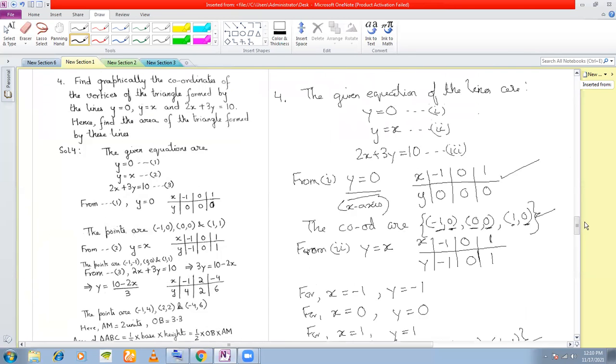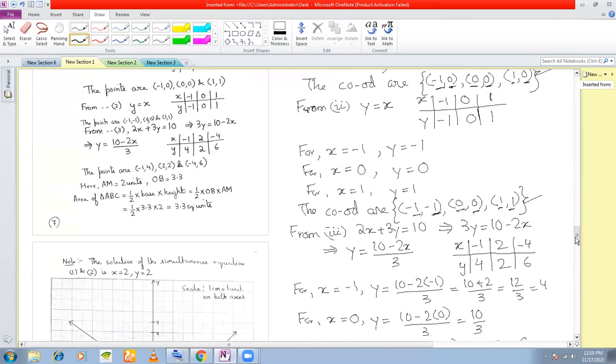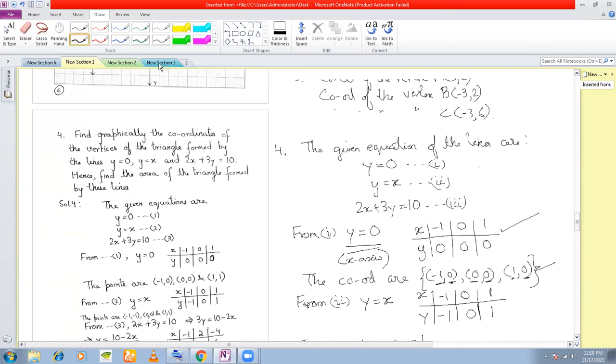Now there's a second part to this also. Hence find the area of the triangle formed by these lines. In fact, this is a repetition, I think. Yeah, this part is actually a repetition. This question is already done. You can cancel this out.